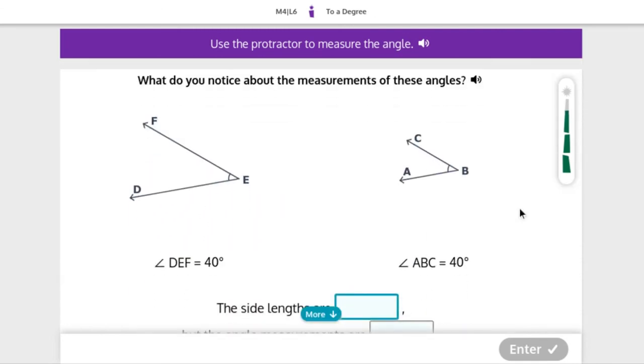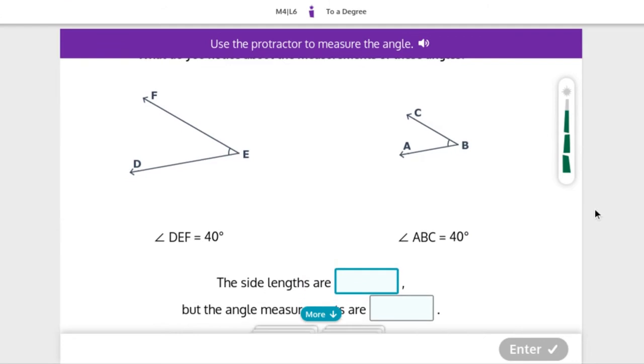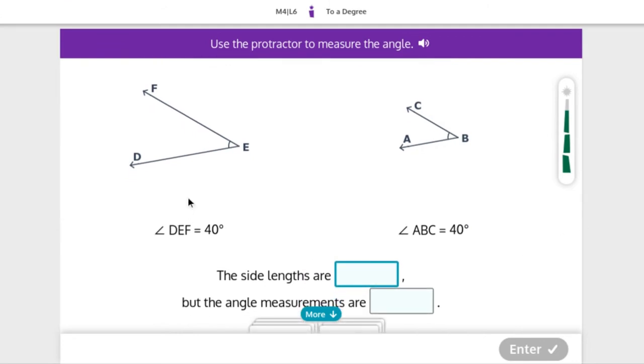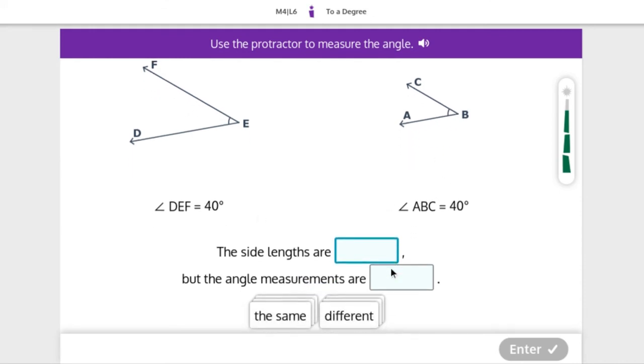Now, this last one says, what do you notice about the measurements of these angles? Angle DEF is 40 degrees and angle ABC is 40 degrees. Does it look like the side lengths are the same? No. The side lengths are different, but the angle measurements are the same. That's what you can realize too. Angle measurement is not determined by the length of the sides. So even here, with smaller sides and longer sides, the angle can still be the same once we measure it out.